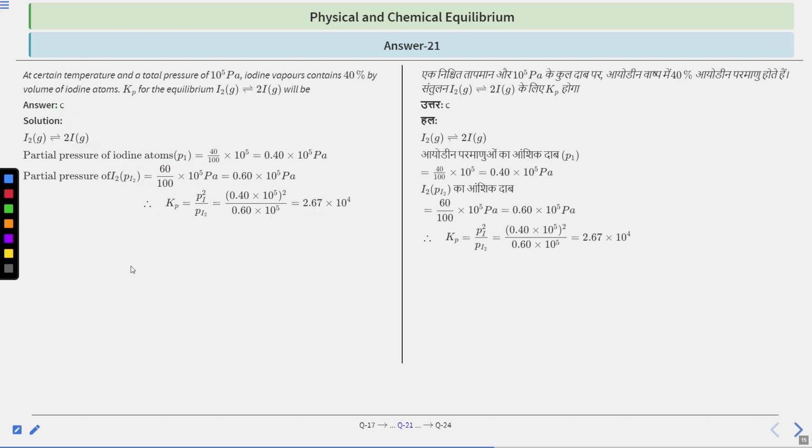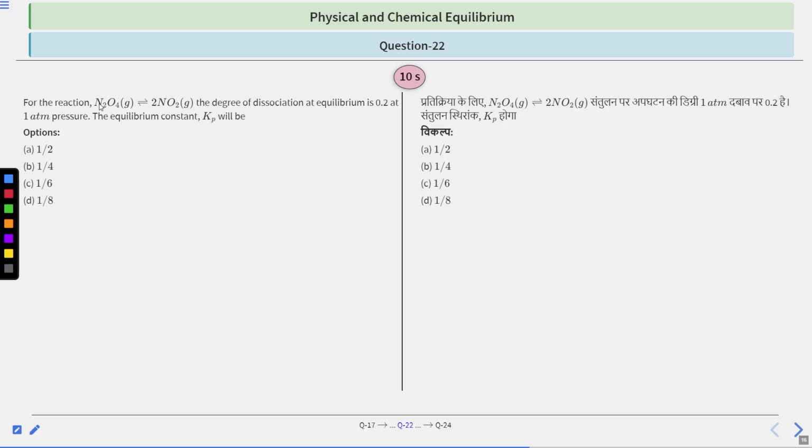Okay, let's move to question number 22. For the reaction N2O4 going to 2NO2, the degree of dissociation at equilibrium is 0.2 at 1 atmosphere pressure. The equilibrium constant Kp will be. So we have the degree of dissociation at equilibrium as 0.2, and we have to find the Kp for this conversion. Options are 1 by 2, 1 by 4, 1 by 6, or 1 by 8. You have 10 seconds to solve this question. After that, we will see the answer.